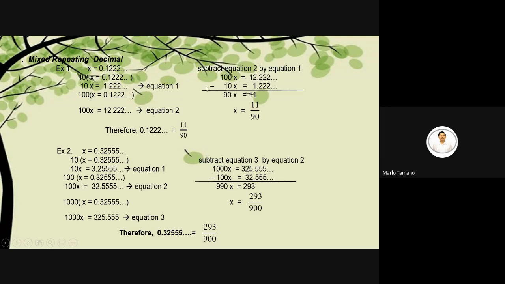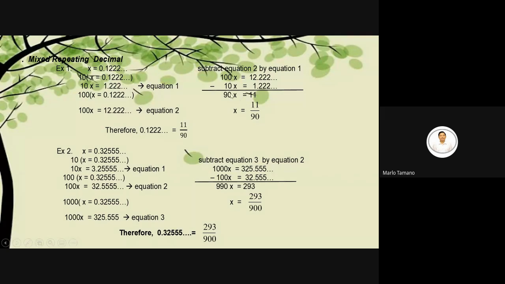Tapos minus, ito naman po ay nasa baba. Magiging subtrahend. So, 10x equals 1.222. Tapos, lagyan ng vinculum. Okay? So, mag-subtract na tayo. 222 minus 222, that is 0. 12 minus 1 is 11, equals. Then 100 minus 10 is 90x.